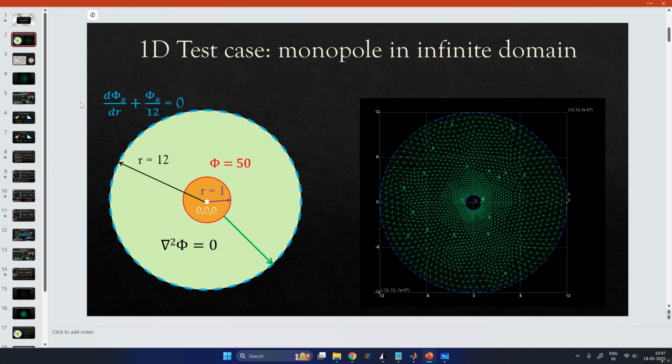So in the 2D case, if we try to extend this monopole in an infinite domain, the 1D test case that we solved, we cannot do it directly, because in 2D this circle would basically represent an infinite cylinder rather than a sphere. The actual spherical coordinates solution which we discussed previously was a constant-upon-radius kind of solution. That solution will be applicable for a 3D sphere. So here we have a logarithmic solution.